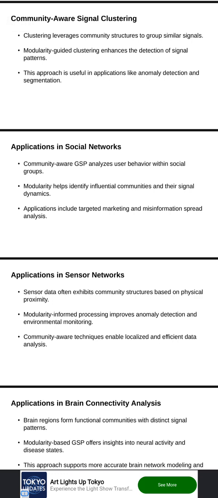Next is applications in social networks. Community aware GSP analyzes user behavior within social groups. Modularity helps identify influential communities and their signal dynamics. Applications include targeted marketing and misinformation spread analysis.